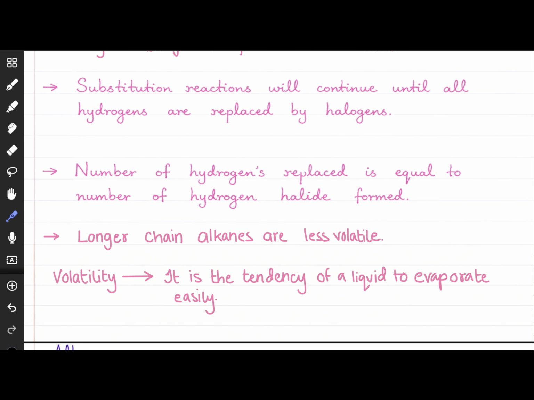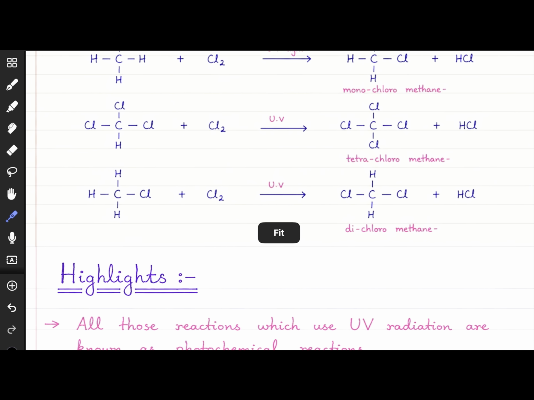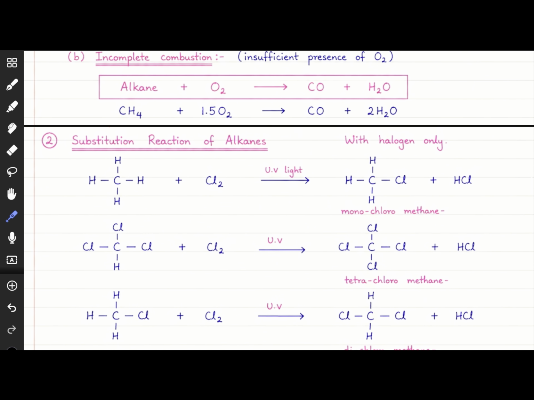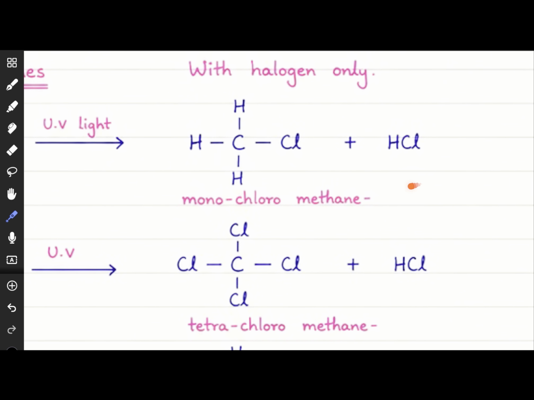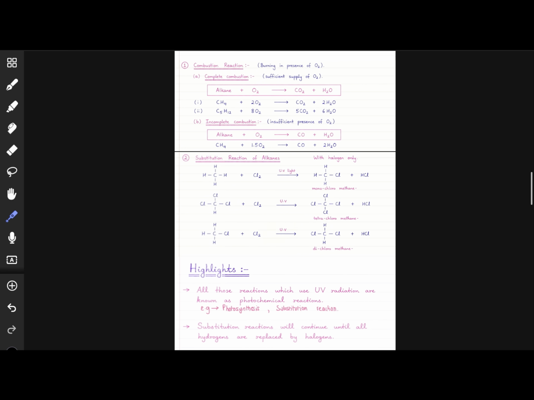And the number of hydrogens replaced is equal to the number of hydrogen halides formed. Hydrogen halides are those compounds that are formed in the substitution reaction, and they are the second product formed. Here, hydrogen chloride is an example, and it can either be hydrogen fluoride or hydrogen bromide.